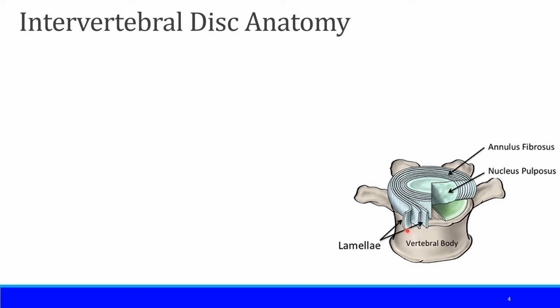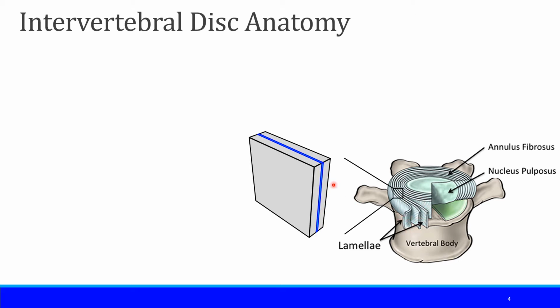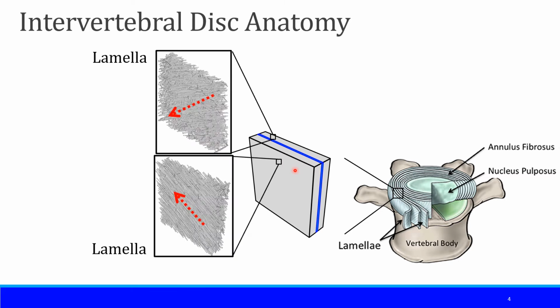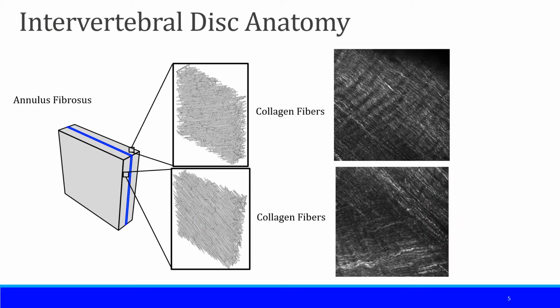Annulus fibrosus has a layered structure like an onion, and if we look at two adjacent lamellae, they are made of collagen fibers with alternating angle. In one layer, collagen fibers are highly organized in one direction, and in the next lamellae, they have another alternating angle. So if we look at the annulus fibrosus along this direction, we can see how the angle of collagen fibers changes. These are two photon images of annulus fibrosus.